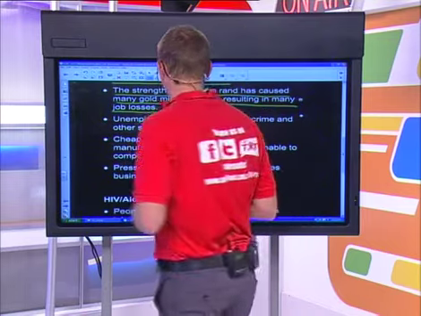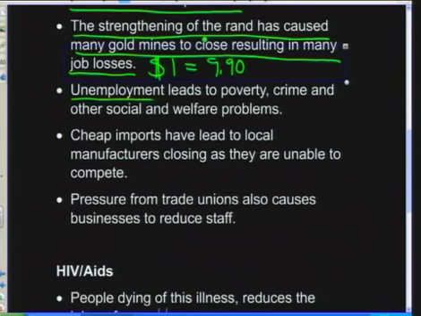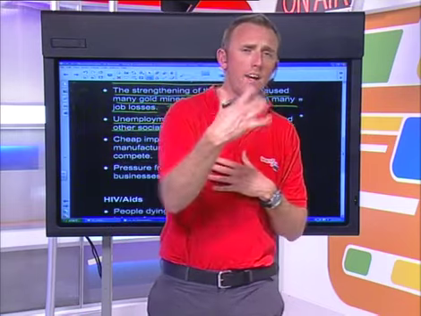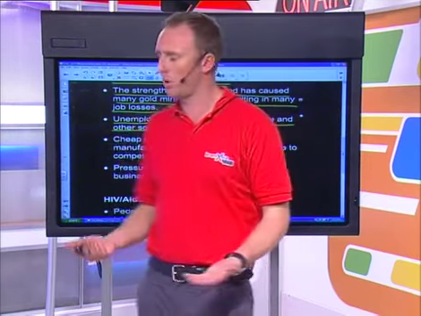Unemployment leads to poverty, crime, and other social and welfare problems. I said that earlier. If someone is unemployed and they're starving, they might go out and say, I'm going to go and shoplift so that I can feed my family. They go there, they are causing crime. So that shop owner might say, I'm shutting my shop down, I'm tired of all this crime. That means he's going to have to retrench all of his workers. He retrenches all of his workers, that means there's going to be even more unemployment.